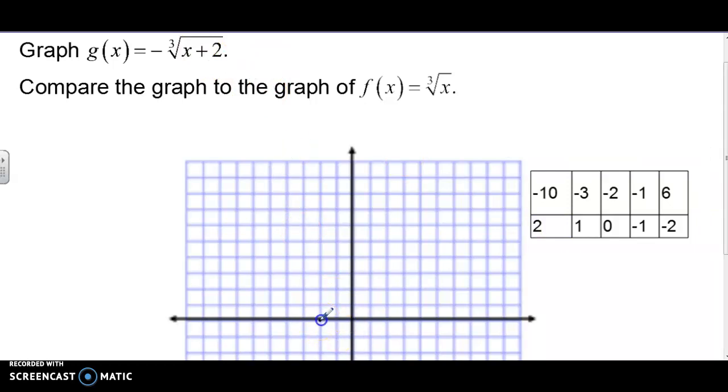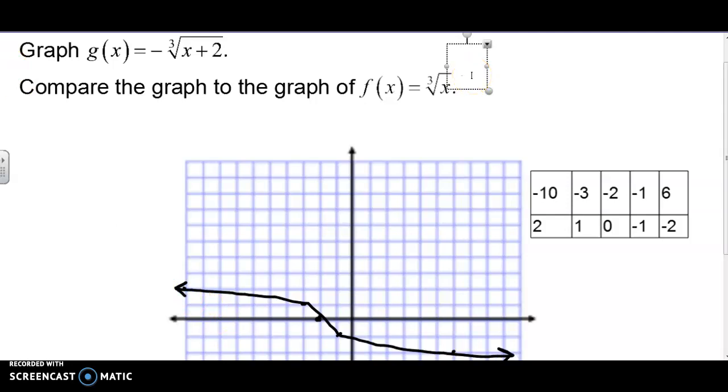-2, 0. -1, -1. 6, -2. -3, 1, and -10, 2. I'm going to draw my nice smooth curve as best as possible here. And that is my graph.